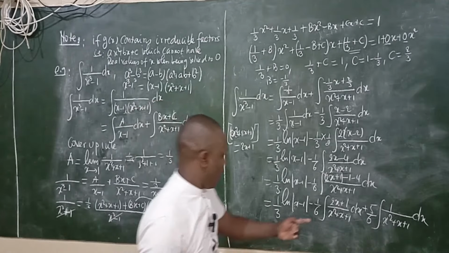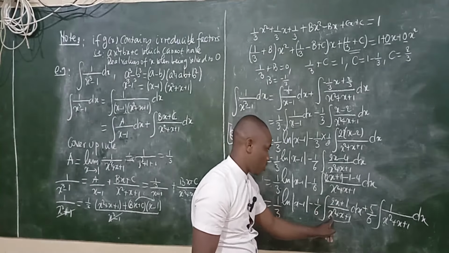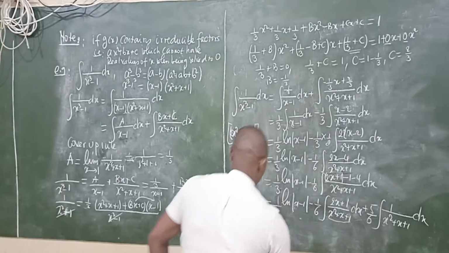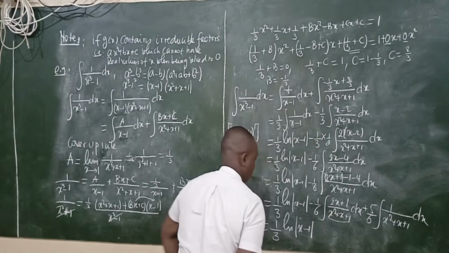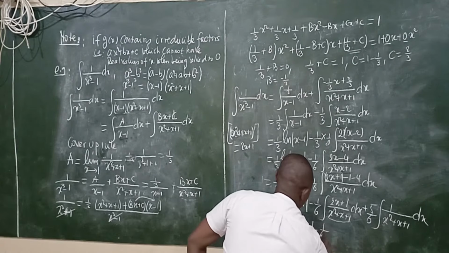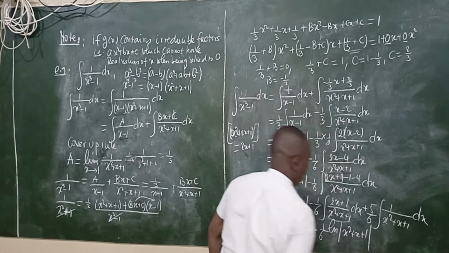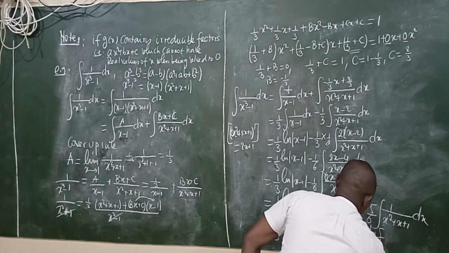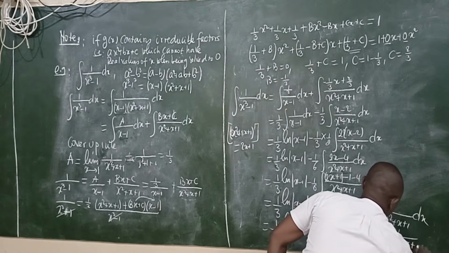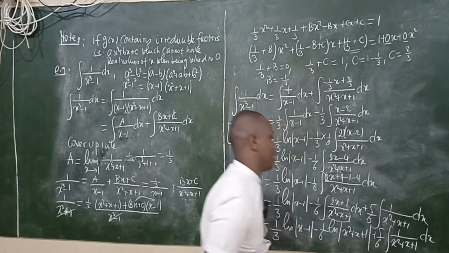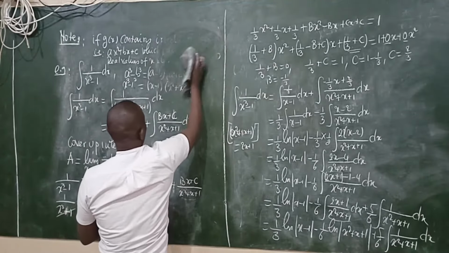Now, as the derivative of this gives this, the integral must be the natural log of this x squared plus x plus 1. Here is 1 over 3 ln of x minus 1 minus 1 by 6 ln of x squared plus x plus 1, then plus 5 over 6 times the integral of a reciprocal of x squared plus x plus 1 dx. Let's continue with the question, guys.